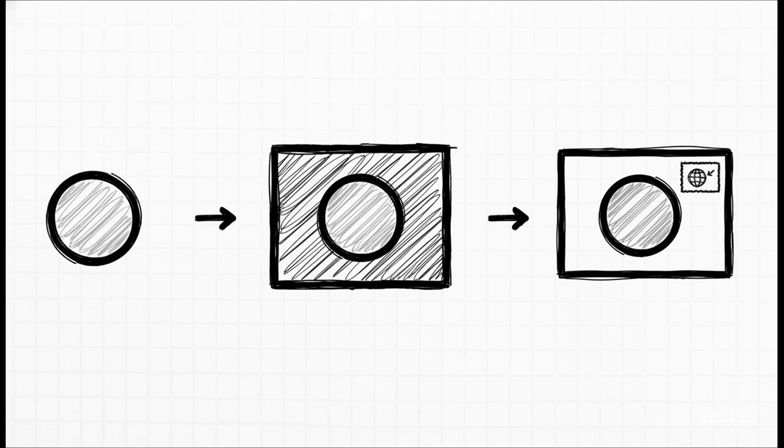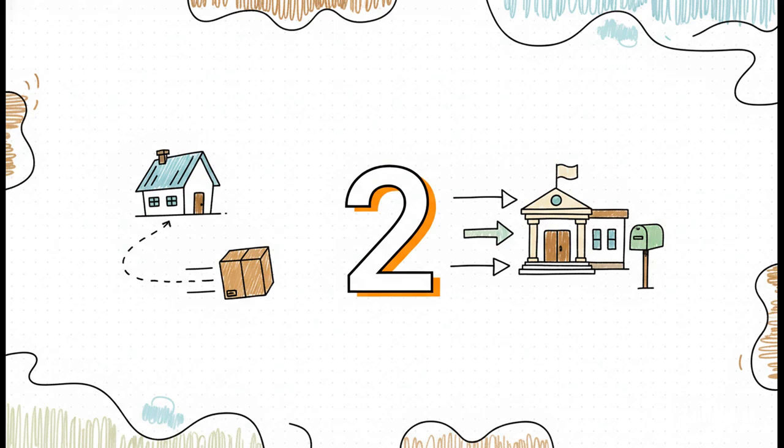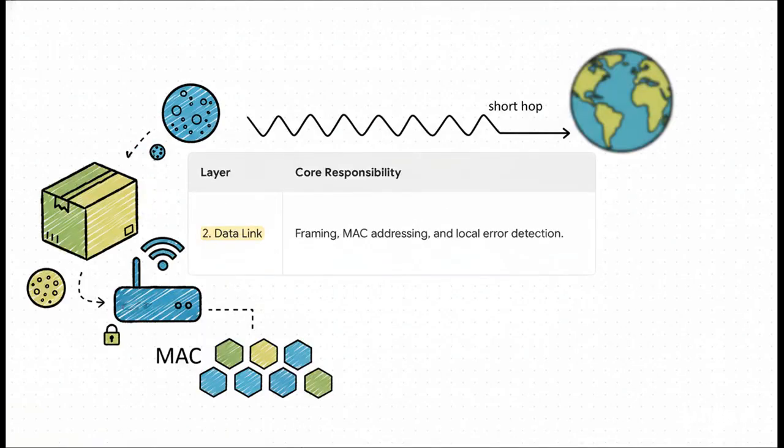We have the global address, but how do we get the package from our laptop to our Wi-Fi router? From our house to the local post office. Well, that's the job of the data link layer. This layer handles the short, hop-by-hop journey on your local network. It doesn't care about the final destination halfway across the world. It only cares about getting the package to the very next stop, which is probably your router. And for this, it uses physical addresses called MAC addresses.